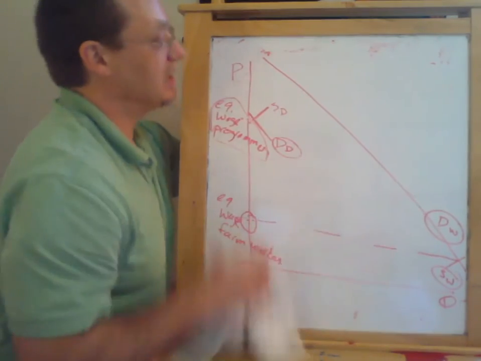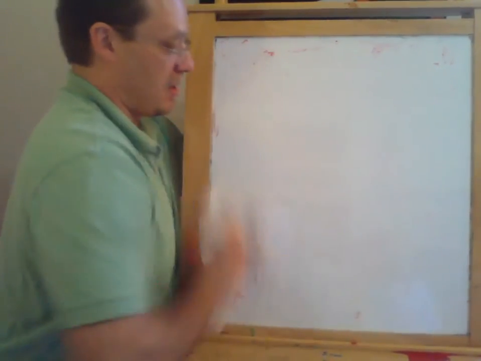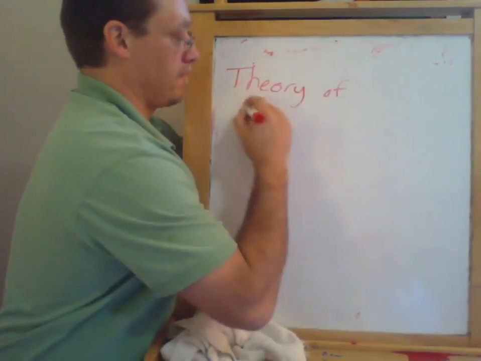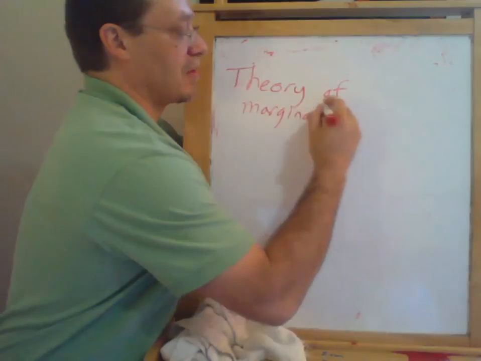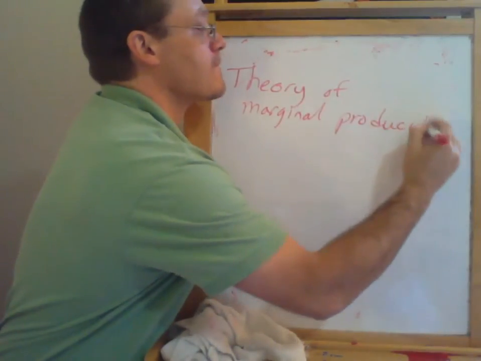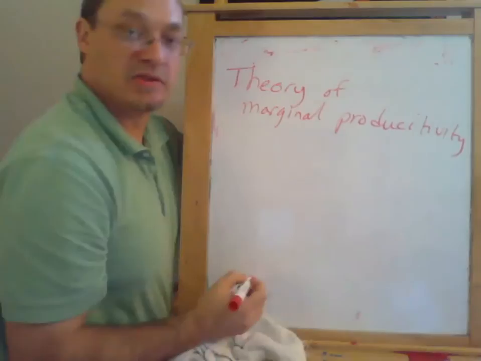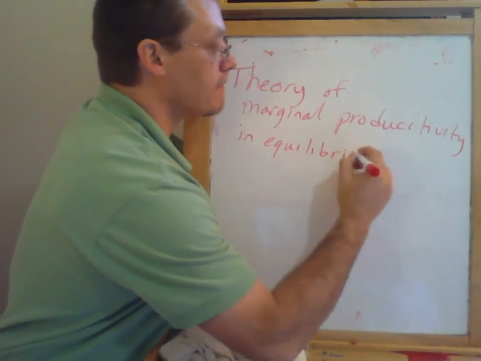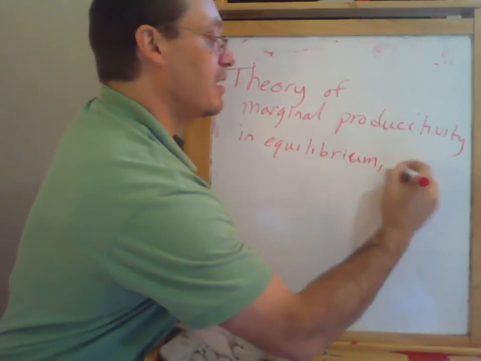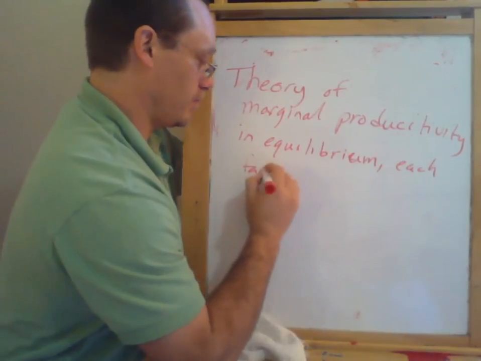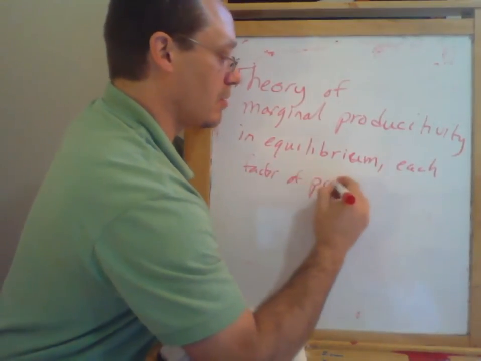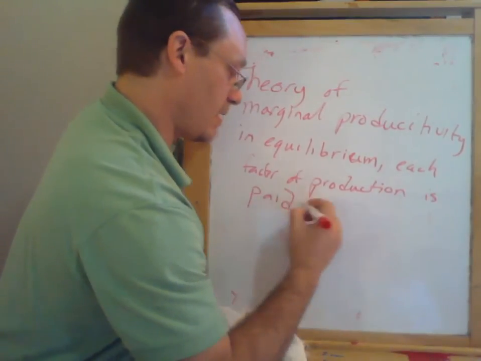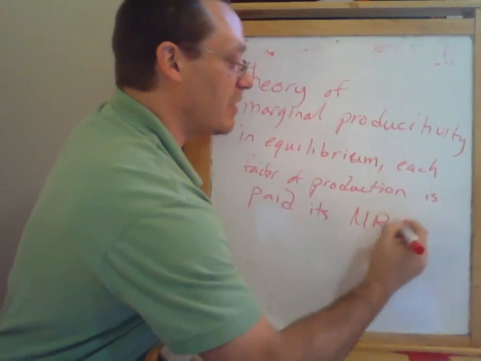So again, making sure I summarize it, the theory of marginal productivity is that in equilibrium, each factor of production is paid its marginal revenue product.